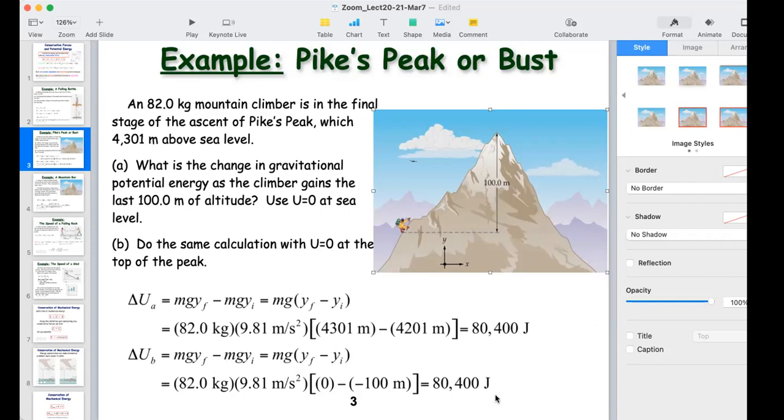So as you see, it is exactly the same because here we are looking at the change in the gravitational potential energy. So it really doesn't depend on the initial and final, but it depends on the change, and the change is the same.